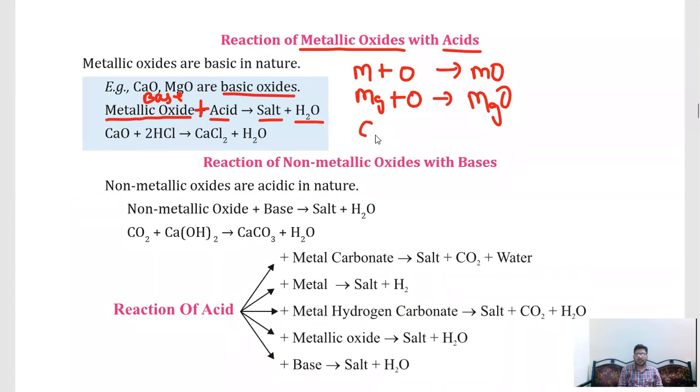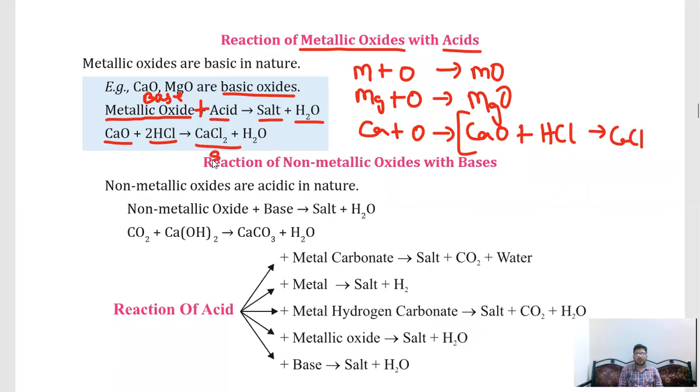Example, you see, calcium plus oxygen gives rise to calcium oxide. Now this calcium oxide is a base, and if you add acid, that is HCl, calcium oxide plus HCl gives rise to CaCl2, calcium chloride, plus water. Calcium chloride is salt, water is neutral.